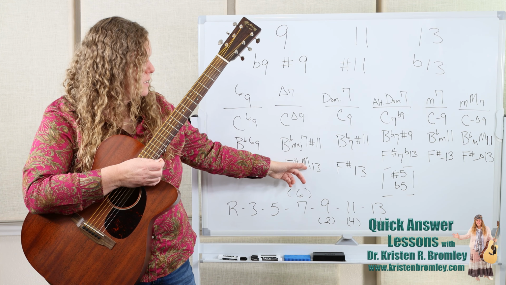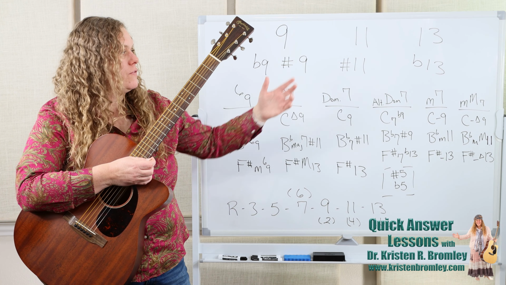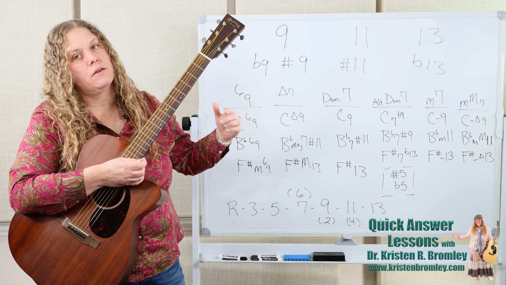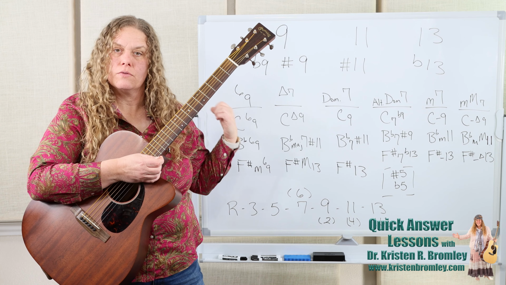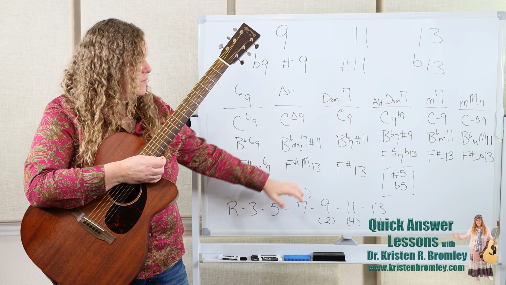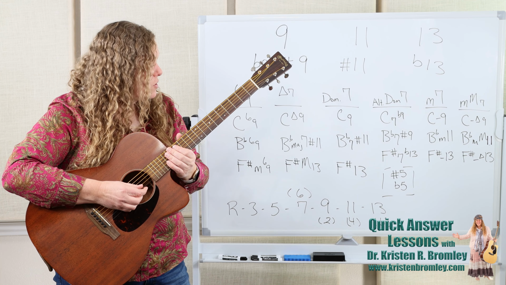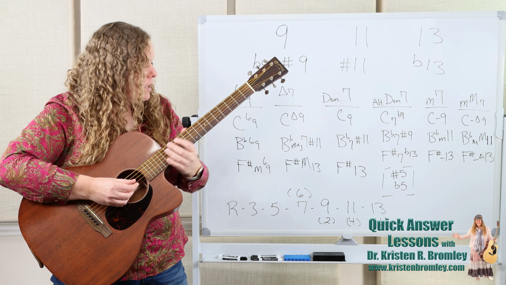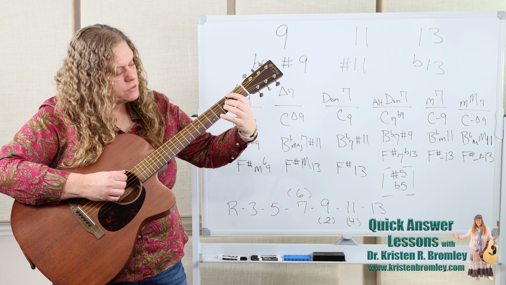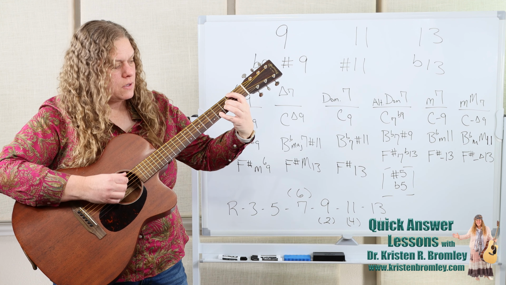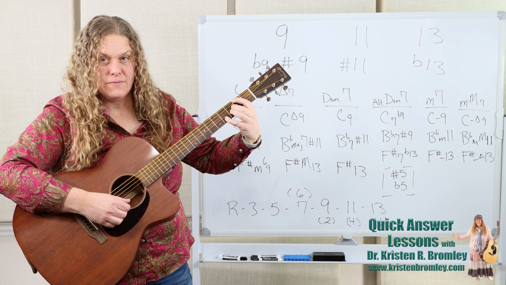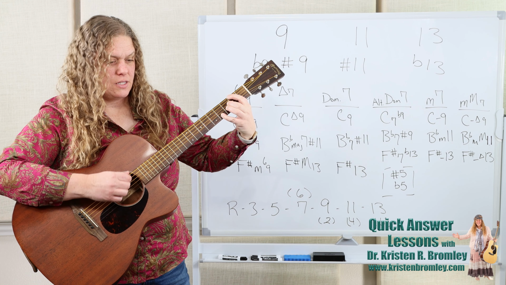But the 13 sitting next to that tells us again that we have 13, we could have 11, 9, and then of course we have to have 7 and 3 in the root, and maybe we have 5, but usually the 13 and the 5 are on the same string. So a major 13th chord, even F sharp major 13, I can get one just like so. So these are rich sounding chords.